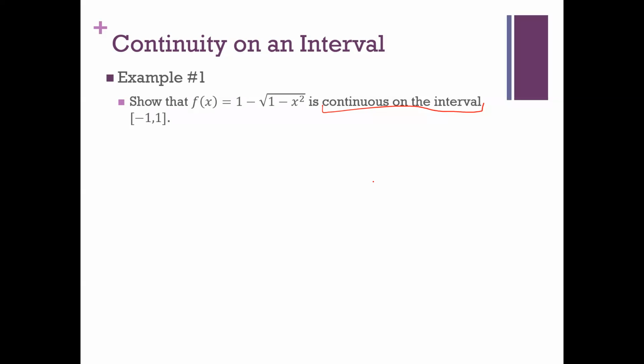So if I'm saying f is continuous on the interval -1 to 1, what that means is this: f is continuous at every point inside this interval, -1 to 1.